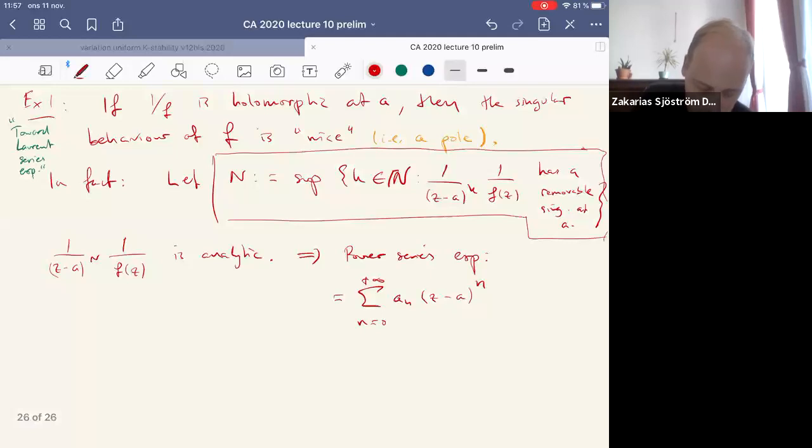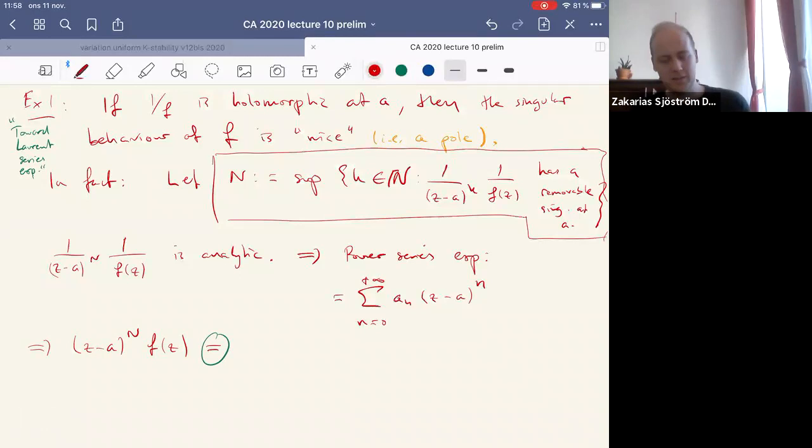But then what does it mean? So 1 divided by z minus a to the capital N times 1 over f is equal to this. Okay, but this means that if I look at z minus a to the n, f of z, here comes the sort of claim, if you want. So can I write this as a power series, is the question now.